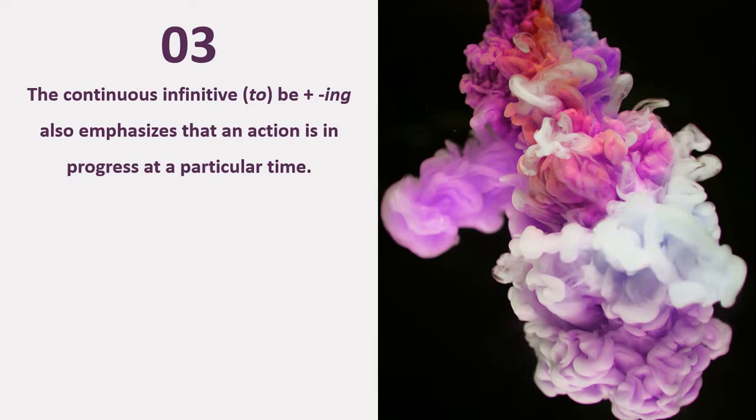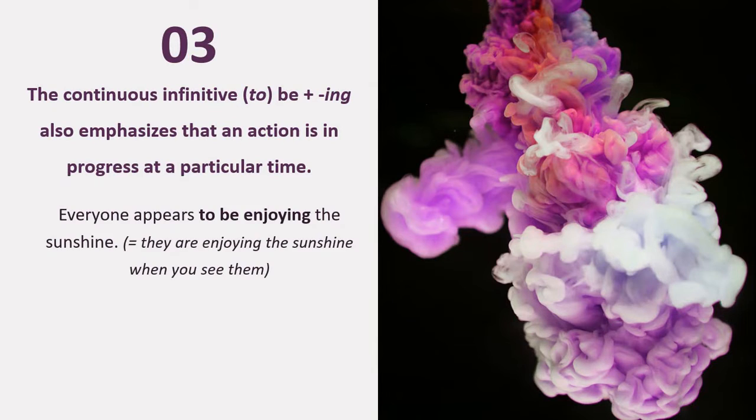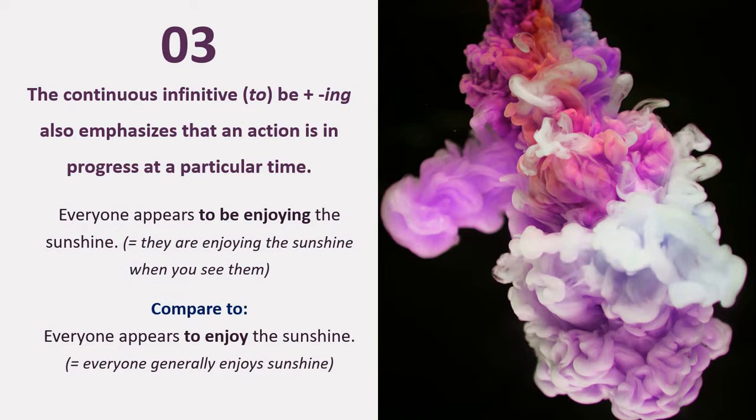Thirdly, the continuous infinitive, to be plus the ing form, also emphasizes that an action is in progress at a particular time. For example, everyone appears to be enjoying the sunshine. This means they are enjoying the sunshine when you see them. Let's compare it with another structure. Everyone appears to enjoy the sunshine. Here, the meaning is everyone generally enjoys the sunshine.